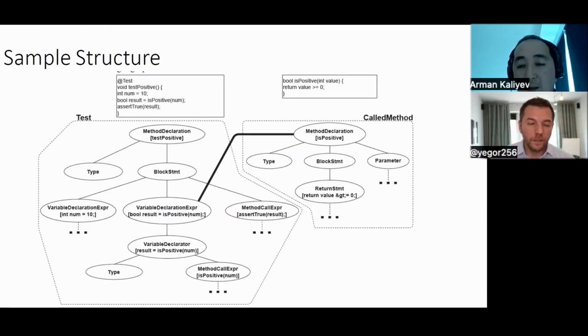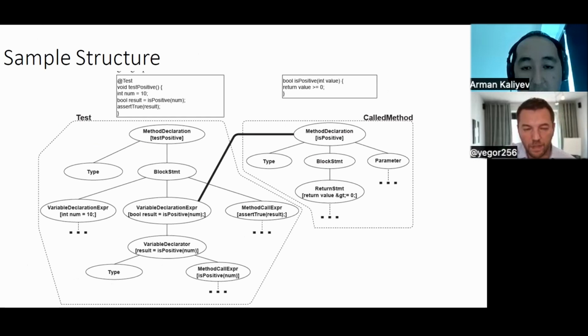Yeah, this one. So here you're saying that you are looking at the test and at the body of the test, and you see the calling of the method is positive, and then you go to the production code, you find this positive method, and you take the graph from there, the AST from there, and then you inject it into the main graph. But do you do it recursively? If you find some other call in the production method, do you go recursively deeper and deeper?